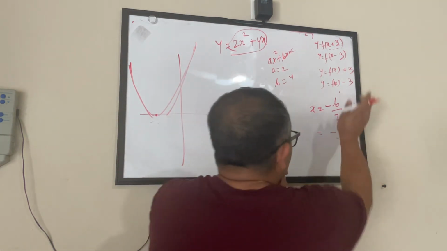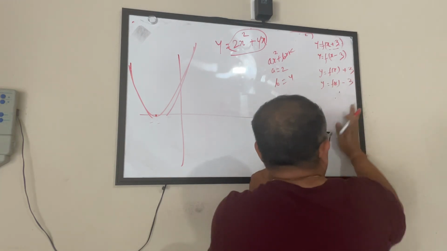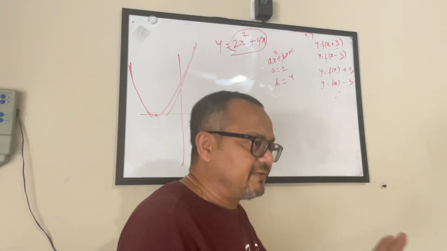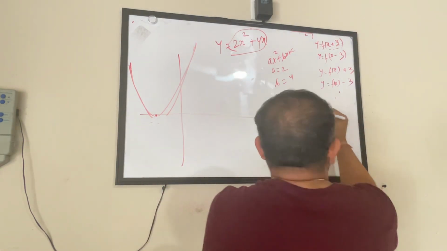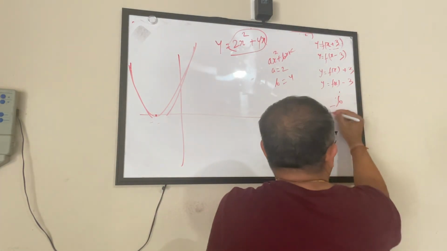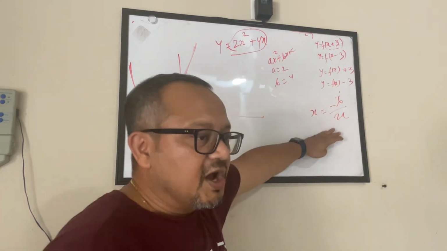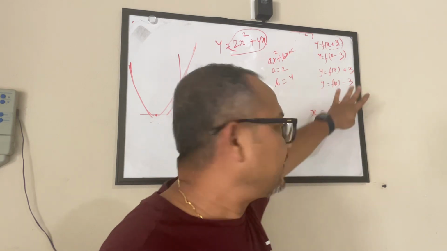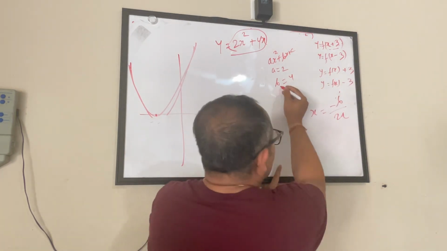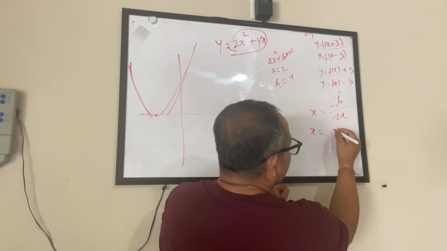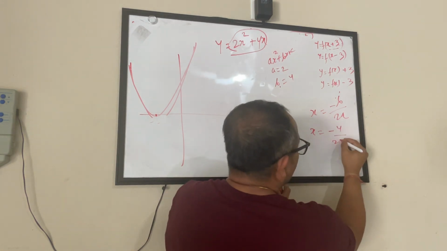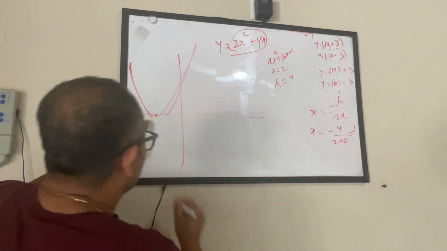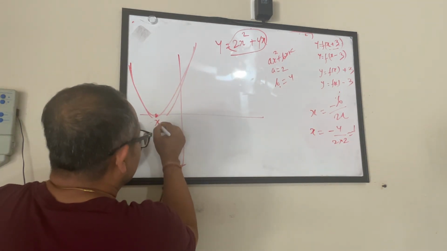Okay, let's look at this one then. You are saying this is not the formula. Let's just assume this is the formula. Even if we assume this is the formula, what happens? We'll come back to the formula a little bit later. So, assuming this is the formula for the x coordinate of the vertex, in this case what is the x coordinate? Minus 4 by 2 into 2, that is minus 1. So it's touching the x-axis at minus 1.